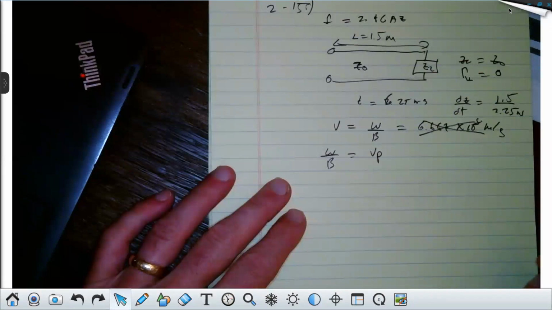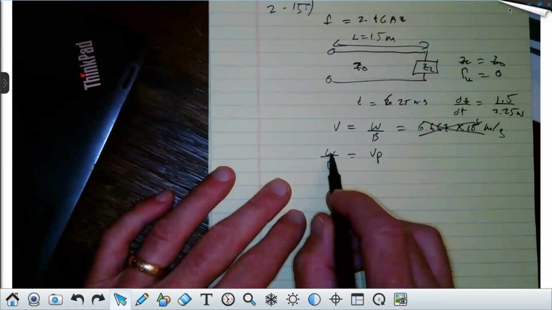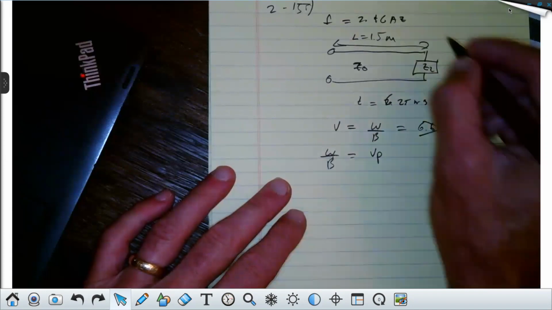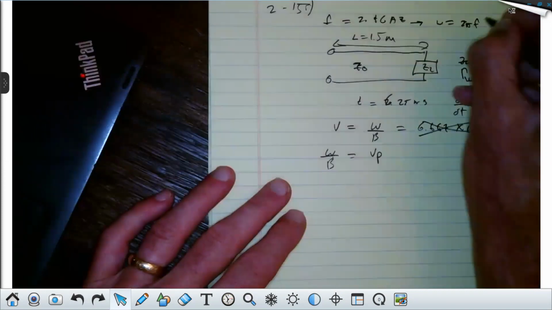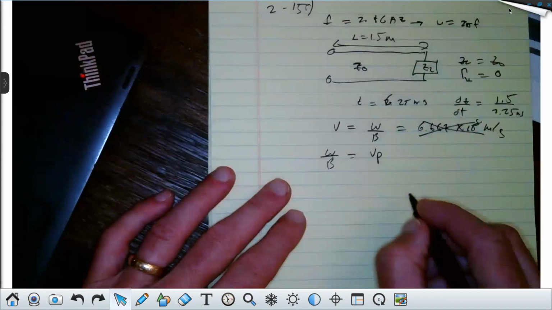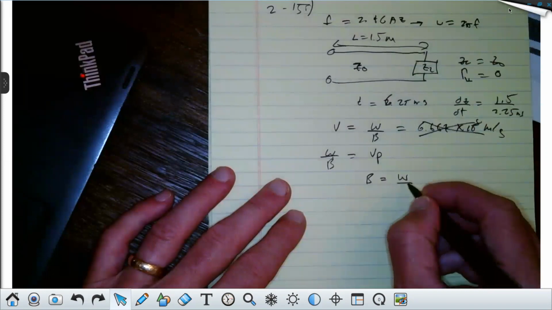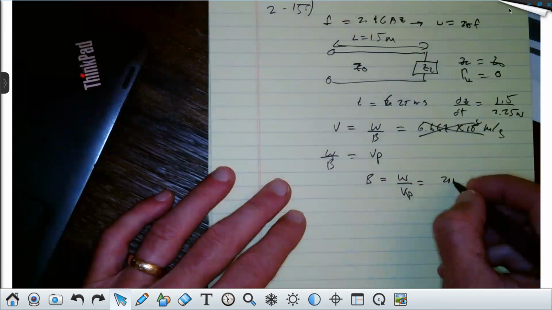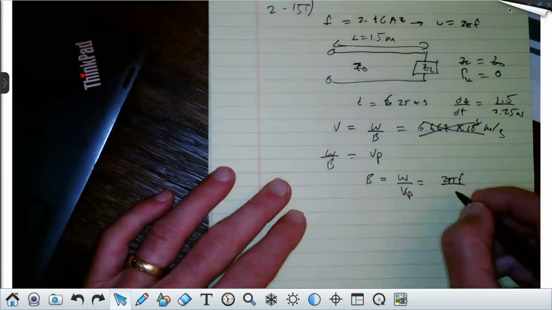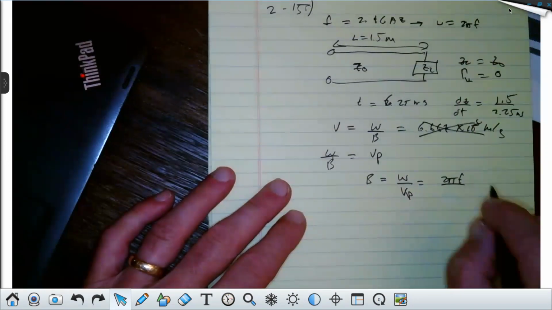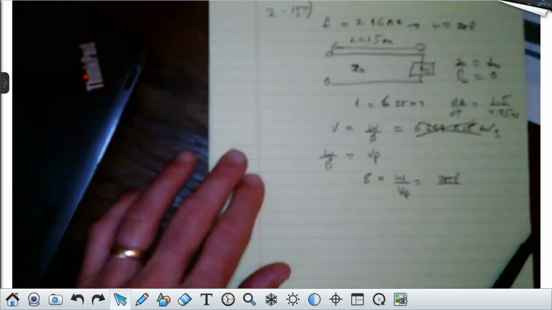Now look, how do we get omega? Anyone? You can turn on your mics. It's fine. 2 pi f. That's right. From here, you're going to say omega is 2 pi f. And that means beta would simply be equal to omega over V phase. That's 2 pi f divided by the phase velocity. And let me get it for you. I'll give you the answer.